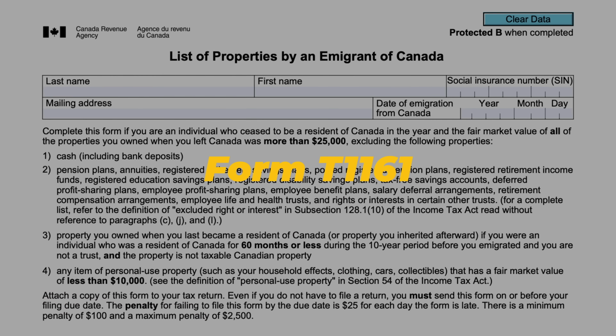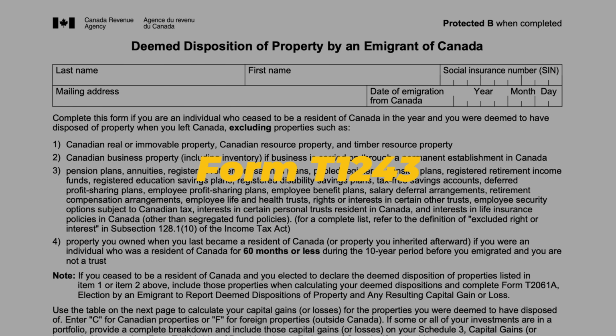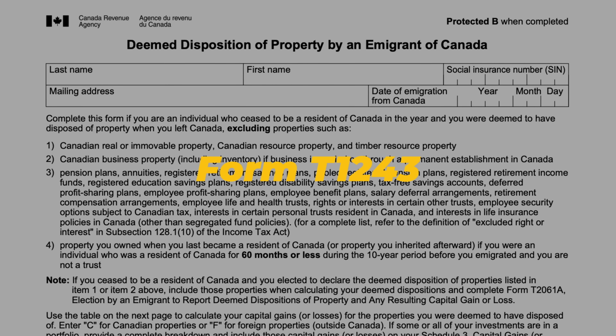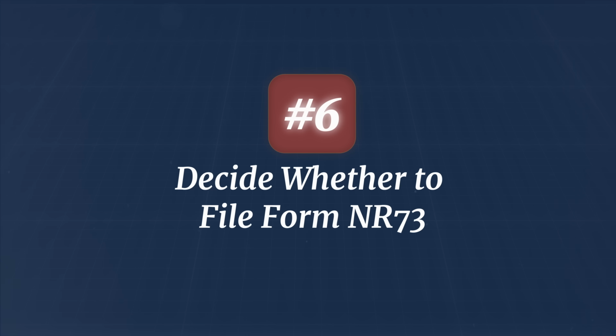You may need to file things like Form T1161, which is a list of your properties, or Form T1243, which lists your deemed dispositions. And if your tax owing is high, you can ask the CRA for payment arrangements or provide security. Step number 6 is to decide whether to file Form NR73.